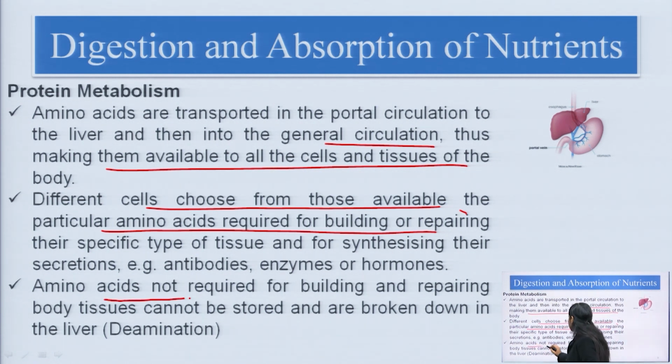Now, the amino acids not required for building and repairing will undergo the deamination reaction, where through this reaction the amino group is removed and it forms urea. It will come out in the urine as a waste product.